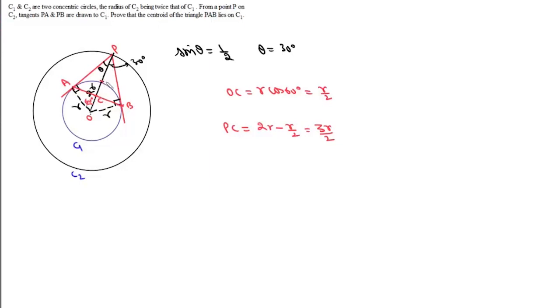Now if we take this point as G, then PG is R and GC is 3R by 2 minus R, which is R by 2. That means PG is to GC is 2 is to 1. That means this G is the centroid of triangle PAB, and this centroid lies on C1, and this is what we need to prove in this question.